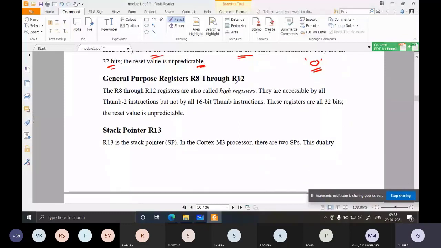Next we'll come to the general purpose registers R8 to R12. The registers R8 through R12, again they are general purpose only, but they are known as high registers. They are accessible by only Thumb-2 instructions. Thumb-2 instructions means 32-bit instructions. They cannot be accessed by 16-bit instructions. Only 32-bit instructions can access these high registers. Again, they are all 32 bits and the reset value is unpredictable.